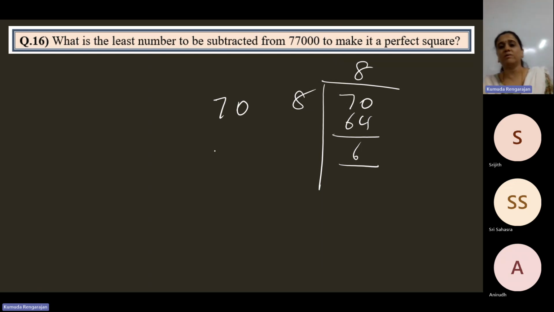To find the least number to be subtracted is easy. Just do the long division. Whatever remainder you get, that number is to be subtracted. That's all. The remainder is the answer.